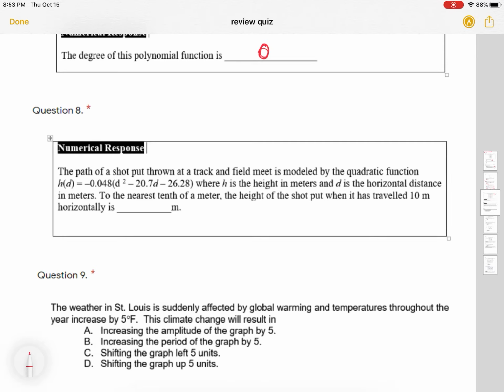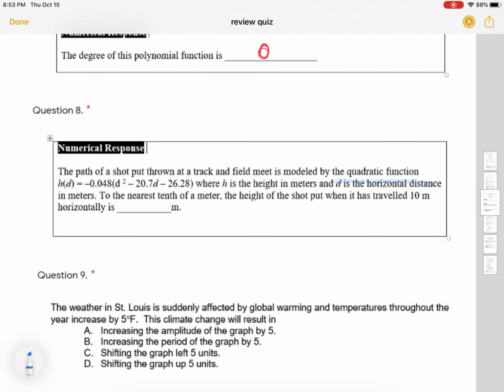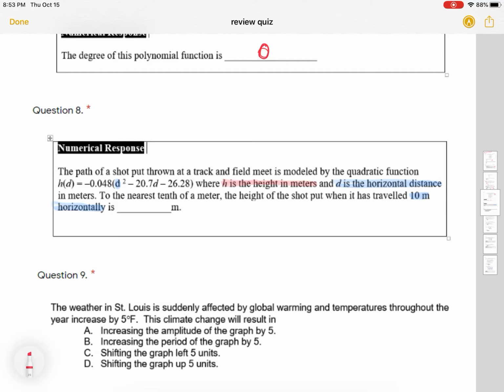Question 8. The path of a shot put thrown at a track and field meet is modeled by the quadratic function given, where h is the height in meters and d is the horizontal distance in meters. To the nearest tenth of a meter, the height of the shot put when it has traveled 10 meters horizontally is. So, let's see. D is our horizontal distance. So that's what we're looking at, right? And that would be our x value. And h is the height in meters.